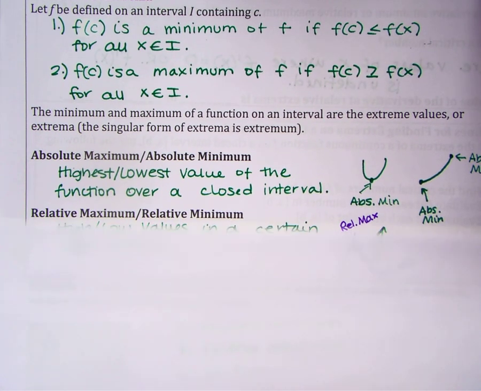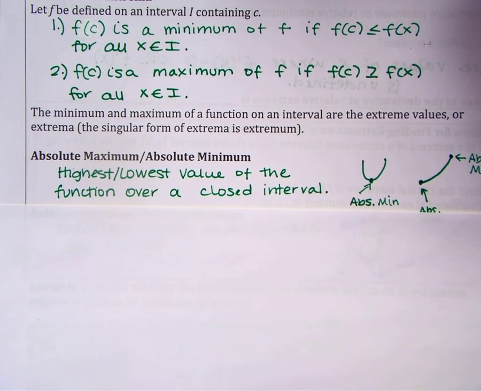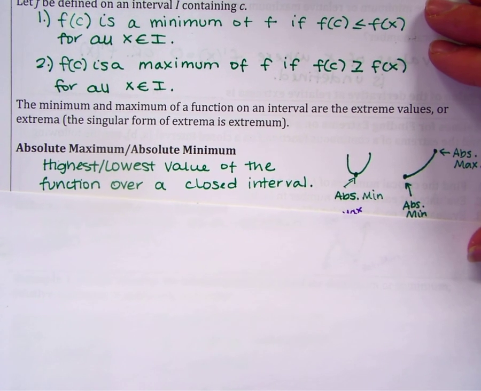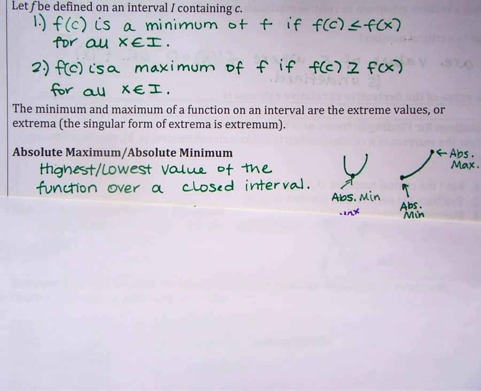Absolute maximum and minimum values are the highest or lowest values of the function over any closed interval. And I drew you some pictures here. It might look kind of like what you're maybe used to. Think about something simple like a parabola. The vertex plays the role of the absolute minimum in this drawing, or if it was upside down, the absolute maximum in another drawing. It's the highest or lowest value of the function.